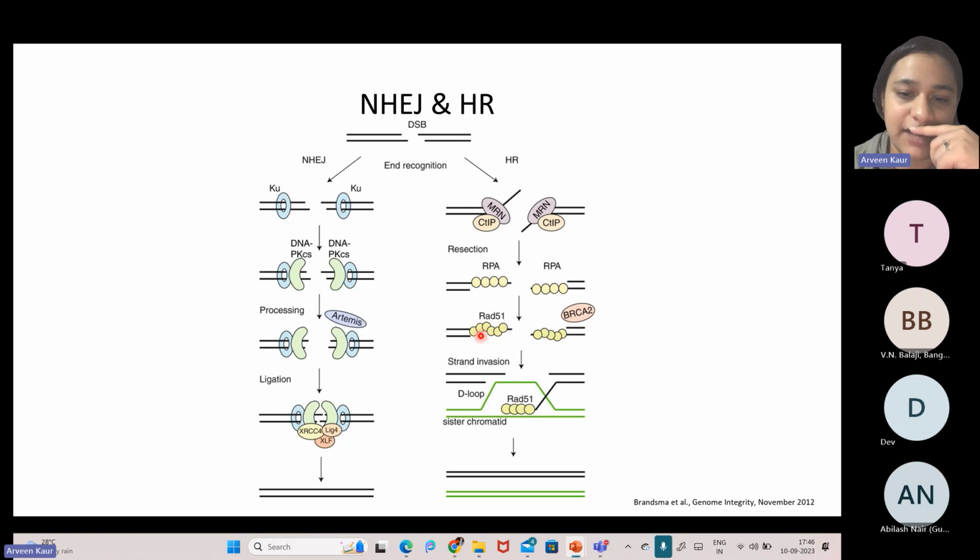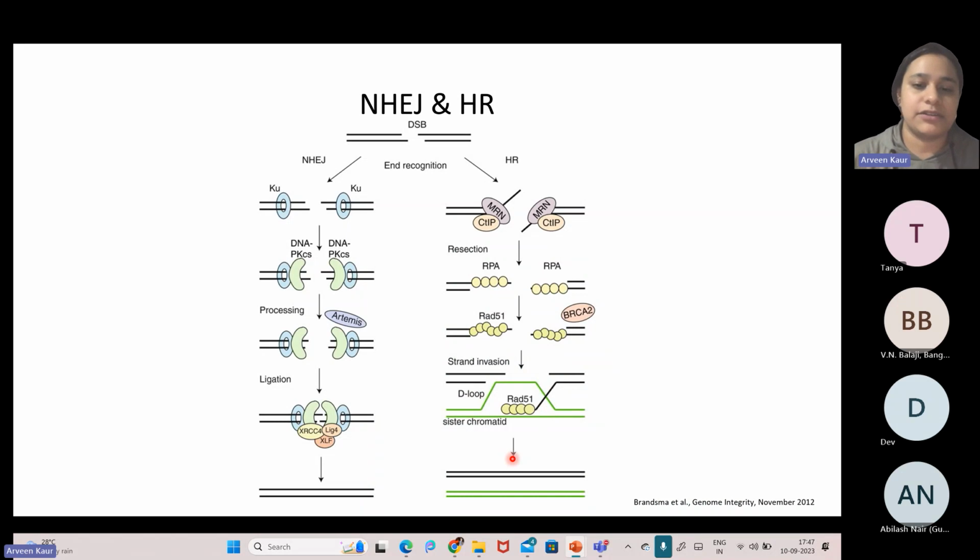After RAD51 takes the place of RPA on this naked DNA strand, it aids its invasion into a sister chromatid. There will be a sister chromatid lying close to this, because we are talking about homologous chromosomes. It will take this broken DNA to that homologous chromosome, and then use the sequence of that chromatid to rebuild or synthesize the leftover, missing part of the strand.